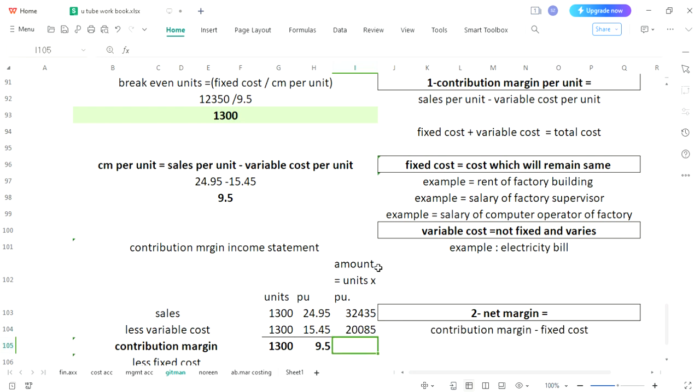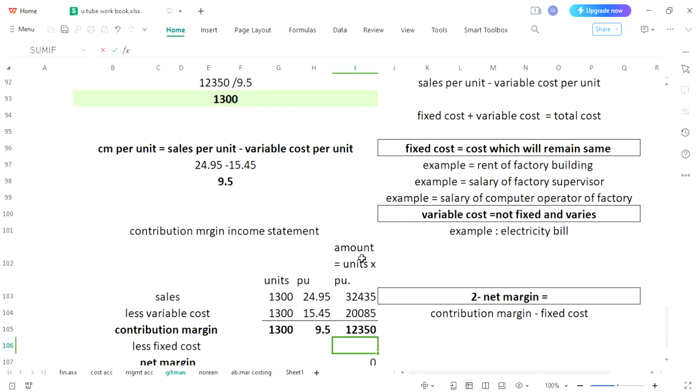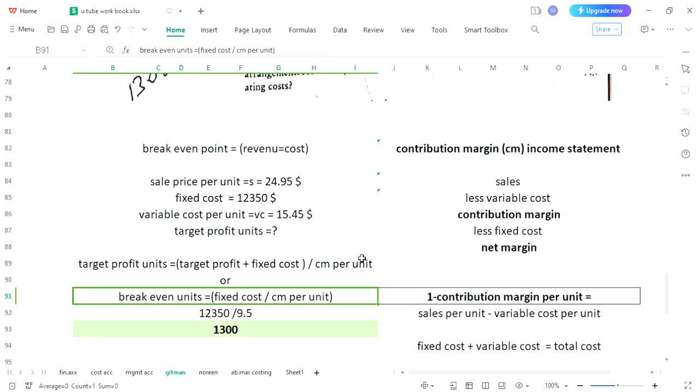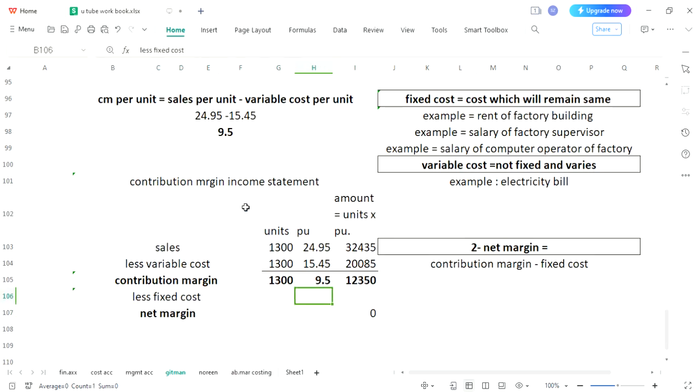And now contribution margin, how would it be calculated? When you subtract your variable cost from sales. Again, your sales are 32435, and you will subtract your variable cost, 20085. All right guys, you have your contribution margin, which is 12350, and now we will be putting our fixed cost. For that, in the question it has been given 12350. 12350 is your fixed cost.